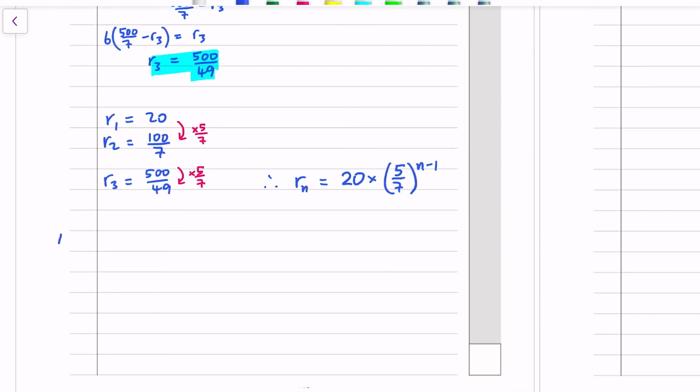So we've got volume total is equal to the first one, 4/3 pi times 20 cubed, plus the second one, 4/3 pi times 100 over 7 cubed, plus the third one, 4/3 pi times 500 over 49 cubed, plus, and it goes on forever.